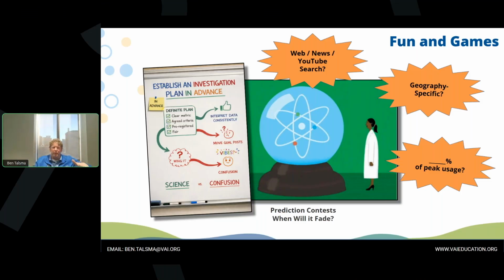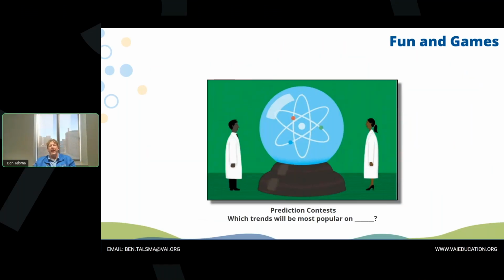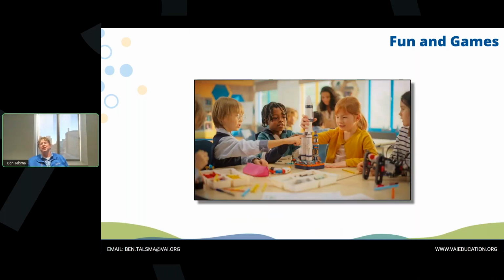What percent of its peak usage does it have to get down to before we'll say that it fades? Setting some clear metrics in advance is a wonderful part of teaching kids to think and act like scientists. You can compare the popularity of different memes into the future, different trends into the future. Which ones do they think will take off and why? Again, you're getting them to think curiously. You're getting them to think like scientists about the stuff that they are interested in.